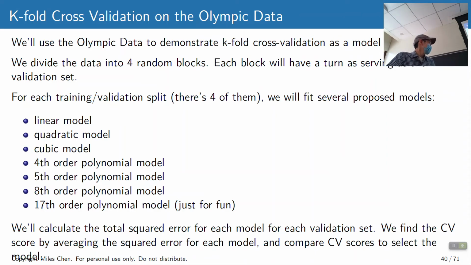What we're going to do is calculate the total squared error for each of these models, for each validation set. We'll find the cross-validation error by averaging the squared error for each model. At the end, we'll compare the cross-validation scores to pick which of these models, the linear, quadratic, cubic, 4th, 5th, 8th, or 17th order polynomial, does the best job of predicting our data.